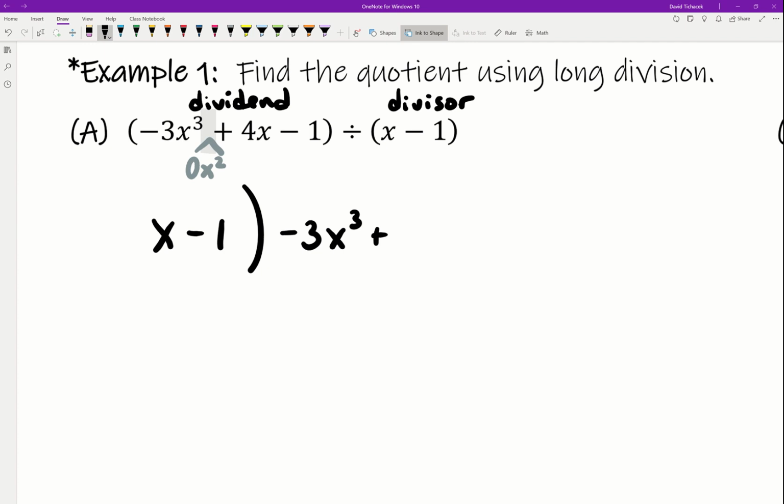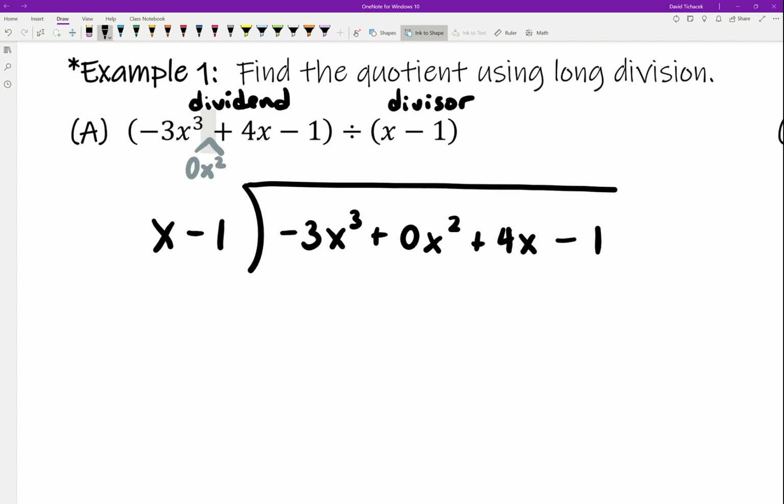Okay, so that's what I'm going to continue to write here: plus 0x plus 4x minus 1. And then we can start using our long division process, right? So again, we're going to compare the first terms of our dividend and our divisor. We're going to divide the two. That's going to be negative 3x to the third divided by x. That'll leave us with negative 3x squared.